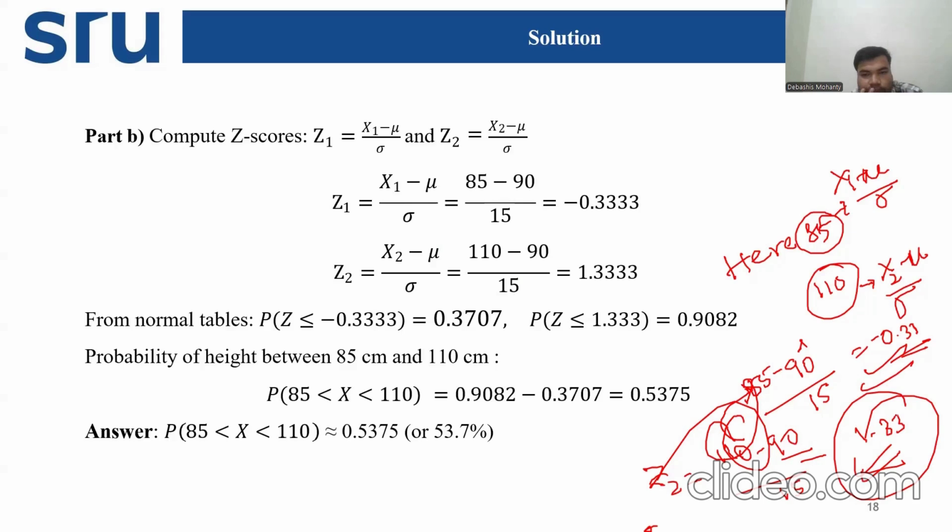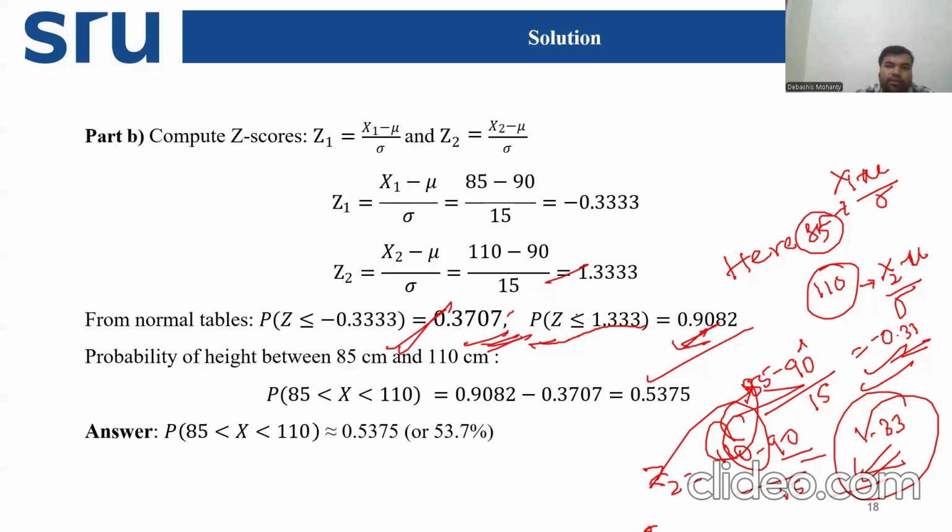Right. So when you are finding these two values, minus 0.33 and Z2 value 1.33, you need to check here. So probability of Z less than or equal to 1.33, that value we get is 0.90. Again, probability of Z less than or equal to minus 0.33, that value we are finding is 0.3707. Right. So in this way, you can find the probability between two values.